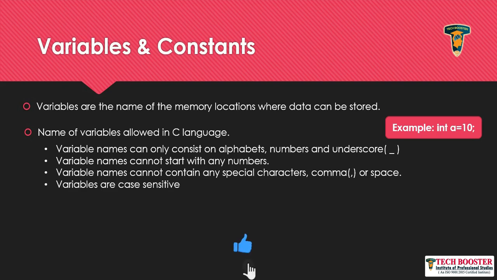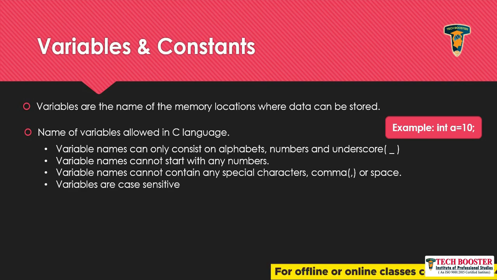The third point here is that variable names cannot contain any special character. It cannot contain a comma or any space. So you cannot use special characters like @, $ sign, or hash. All these special characters are not allowed. You cannot even consider a comma or space. And another important thing here is that variables are case sensitive.